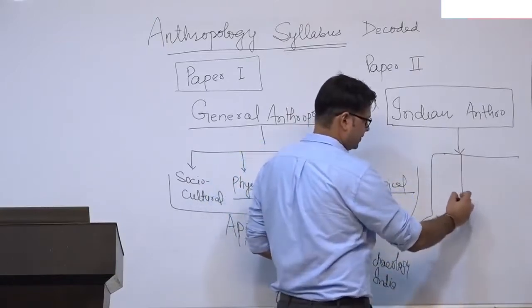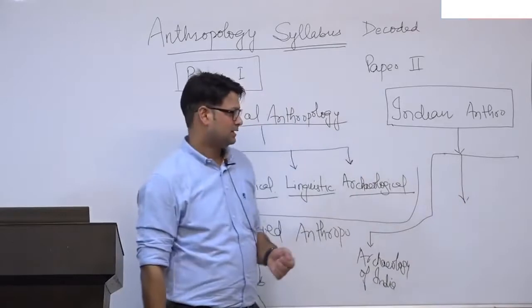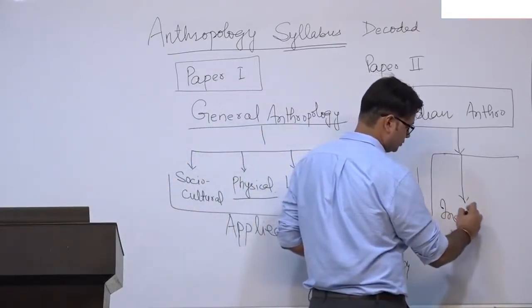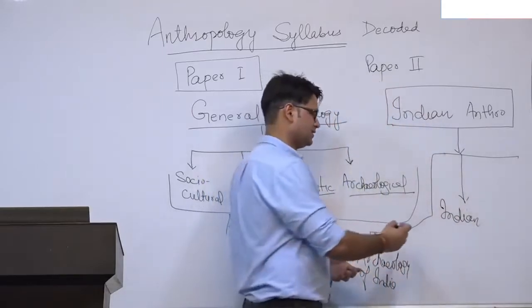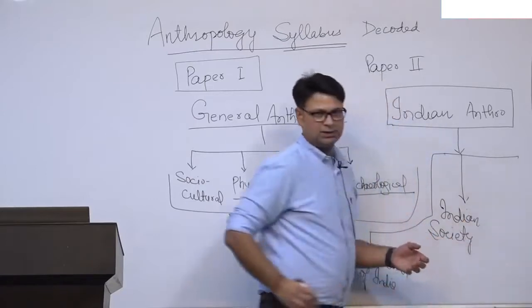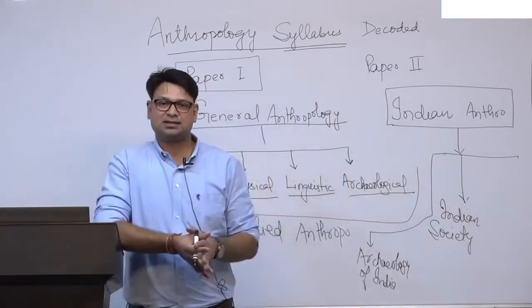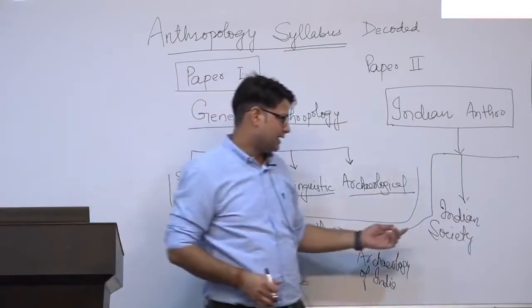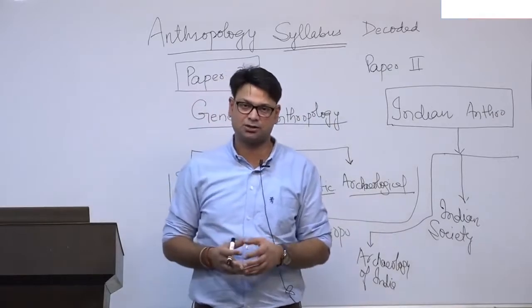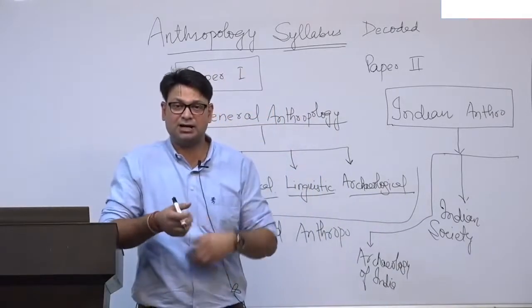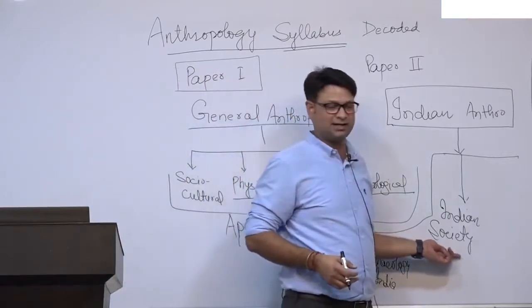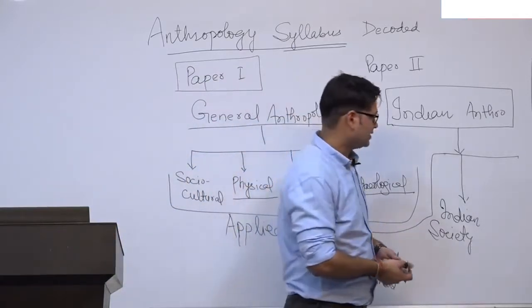The other section in paper 2, the Indian part, is Indian society and culture: various aspects of Indian society and culture, the types of institutions, the types of processes that take place, and the change aspect, whether Indian society is undergoing change or not. If at all it is undergoing change, then what are the factors responsible for it? All these factors we try to understand in this Indian society and culture part.